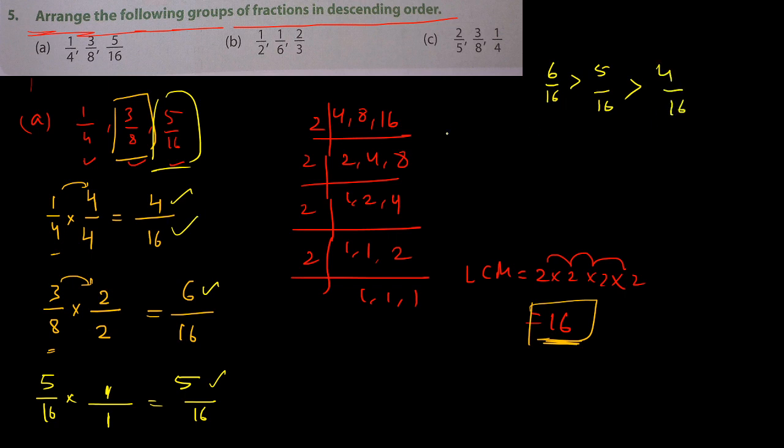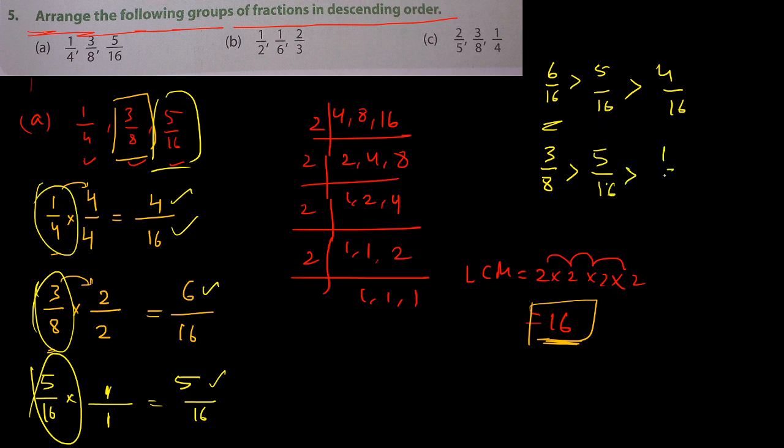But this is not the answer. From which fraction did I get 6 upon 16? 3 upon 8. So I will write 3 upon 8 instead of 6 upon 16. Then 5 upon 16, and then I will write 1 upon 4. So this is the answer in which we have arranged the given fractions in descending order.